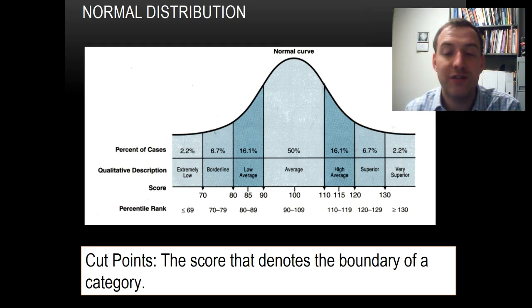So the top of the skill is when they're advanced, and the lower is when they're below what is expected. So a cut point is somewhere in this distribution, where we say people who are above this score belong to one group, one category, and when they're below it, they belong to another category.